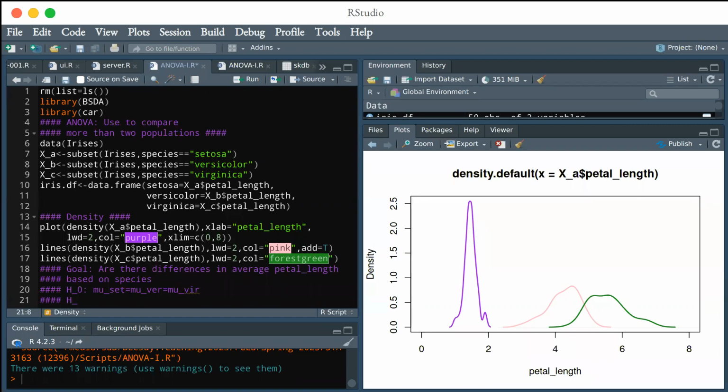Don't put that they are not the same. That is incorrect. At least one of the means are different.